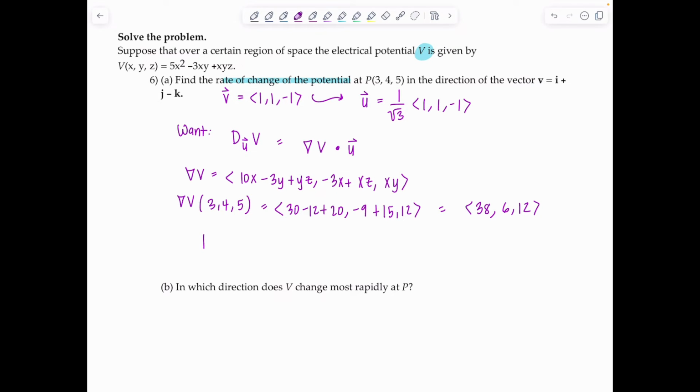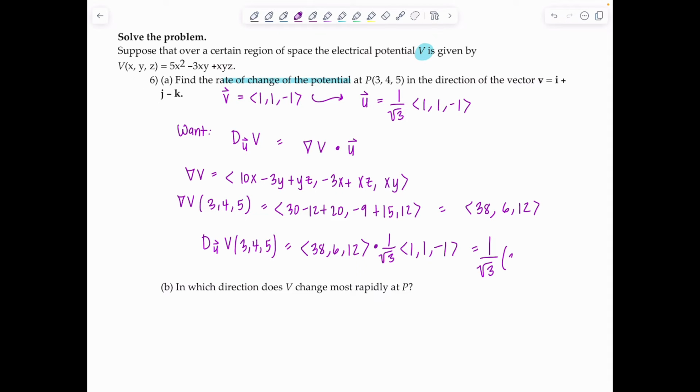Okay, so we're almost done. The directional derivative at (3, 4, 5) is (38, 6, 12) dotted with 1 over rad 3 times (1, 1, negative 1). Now the 1 over rad 3, you don't need to distribute. You can just keep it out and then dot the vectors. That's one of our properties of the dot product, which is beautiful. So I can just write 1 over rad 3.